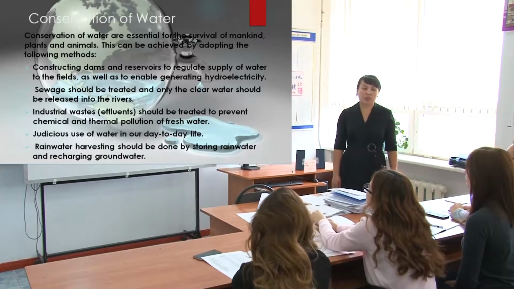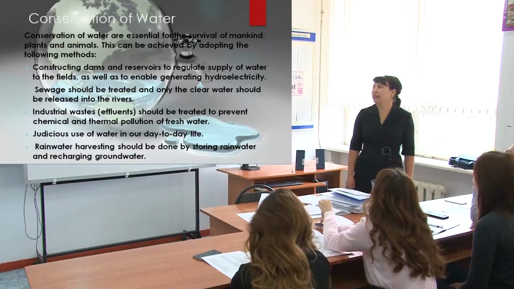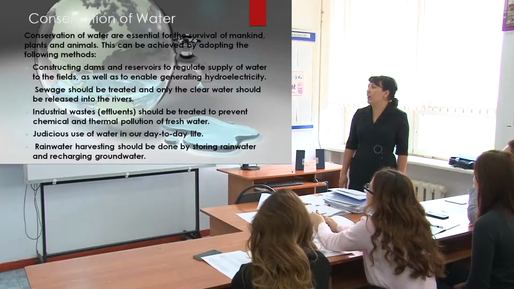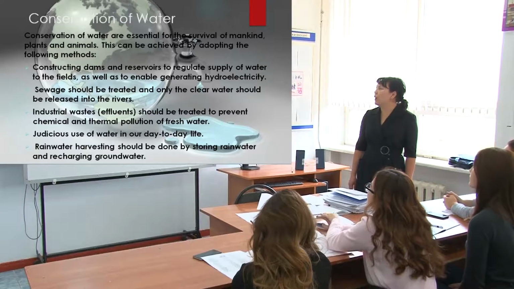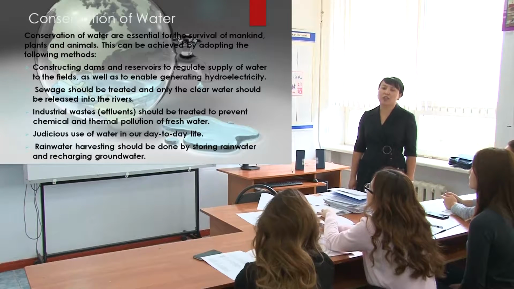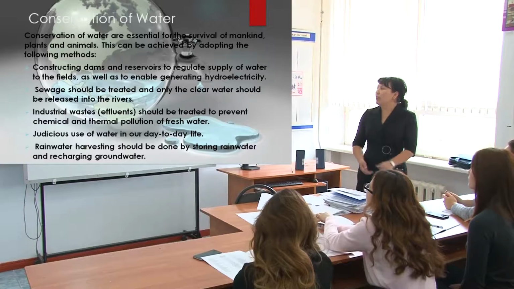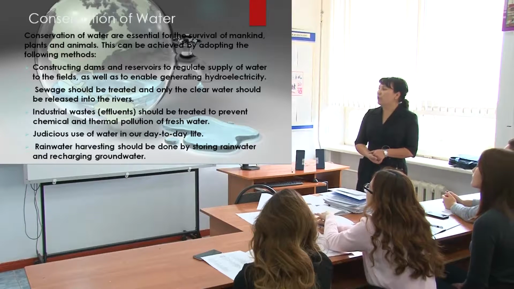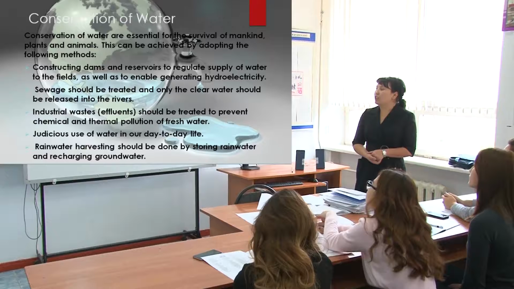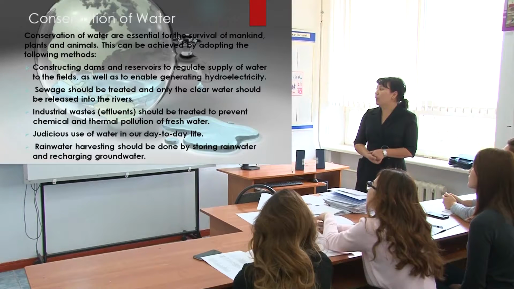Conservation of water. What is conservation? Сохранение. Yes. Conservation of water is essential for the survival of mankind, plants and animals. This can be achieved by adopting the following methods. Constructing dams and reservoirs to regulate the supply of water to the fields, as well as to enable generating hydroelectricity.